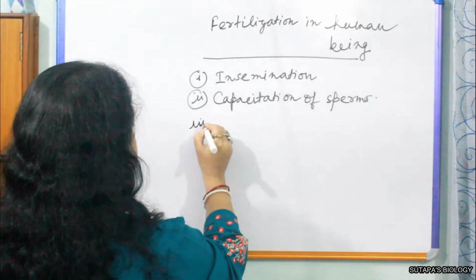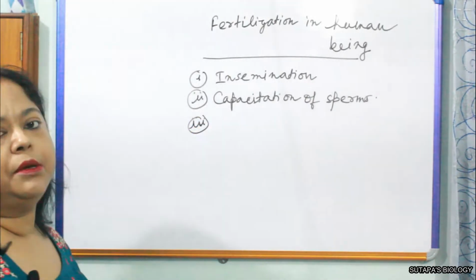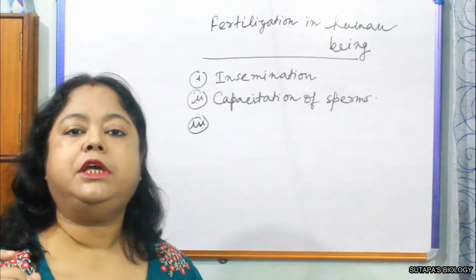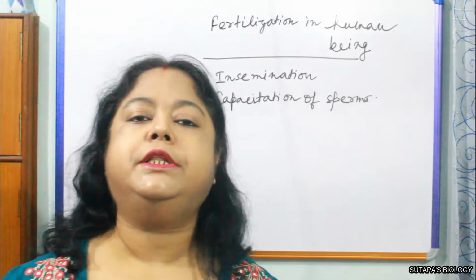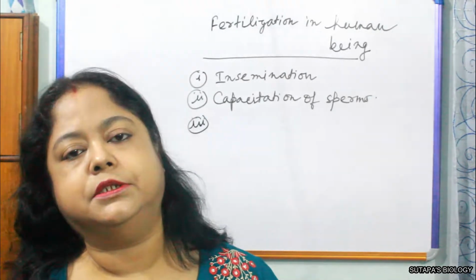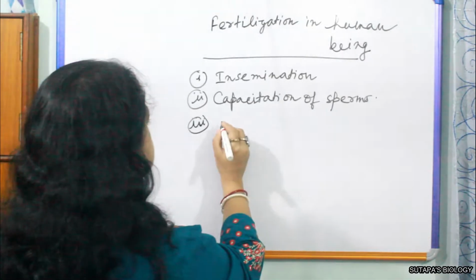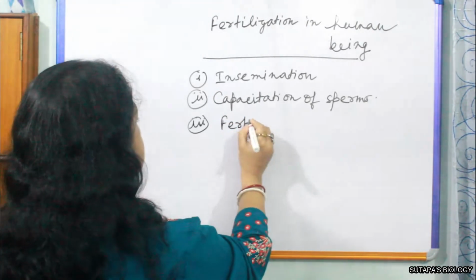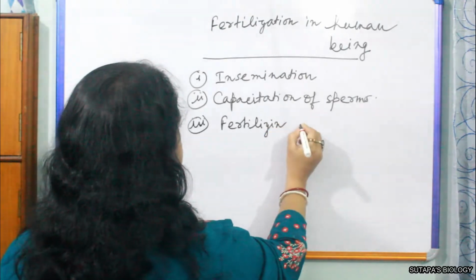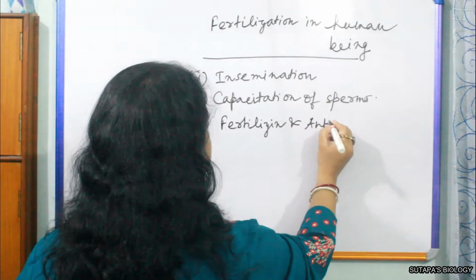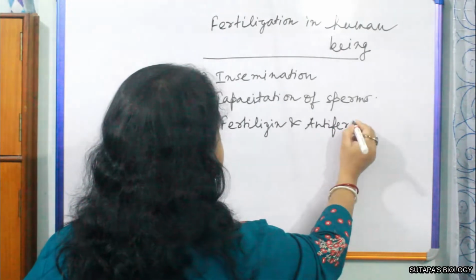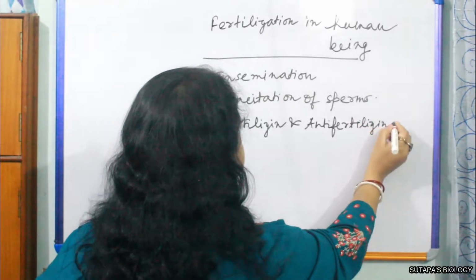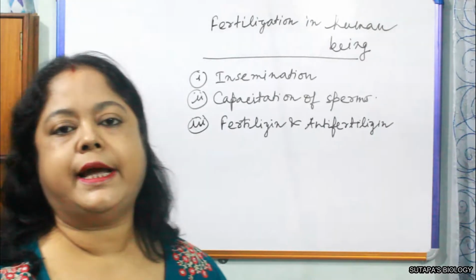Number 3 is after that capacitation, when the able sperms or potential sperms reach the ampullary isthmic junction, if the ovum is there, then only there is the chance or probability of fertilization. Here the reaction of the sperm and ovum is known as fertilizin and anti-fertilizin interaction. Now what is fertilizin and what is anti-fertilizin?